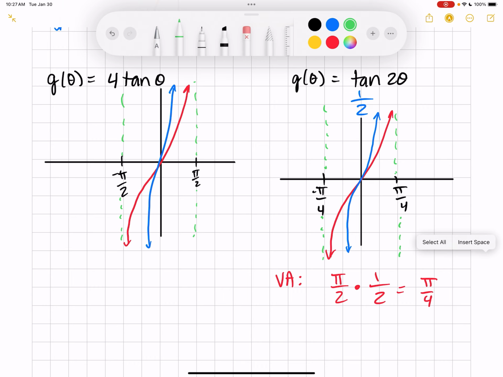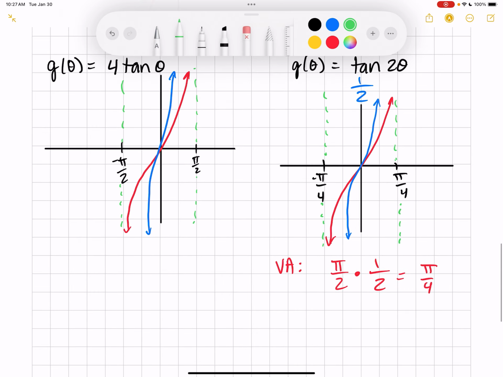The period of this one would have been, so typically the period is pi, but because of this, again, it's going to end up being pi over 2 for this particular graph. So that means that one full cycle occurs in the range of pi over 2.